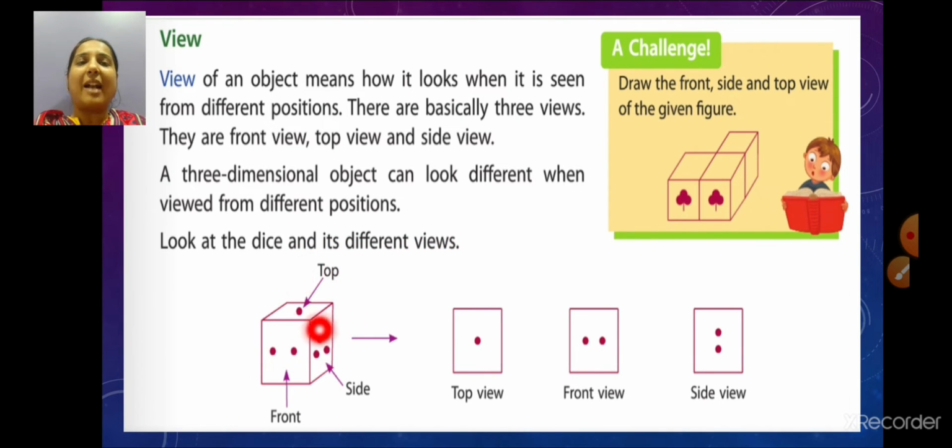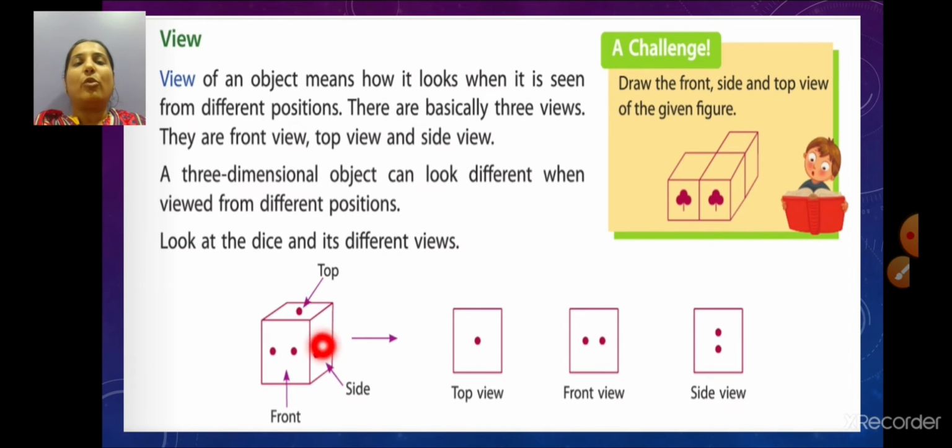Okay. You can do this activity at home also. Just take a dice. Okay. So try to look at the top of that dice. So if we take this dice, how will it look from the top? The top view will be like this. Okay, you can see this is the top.